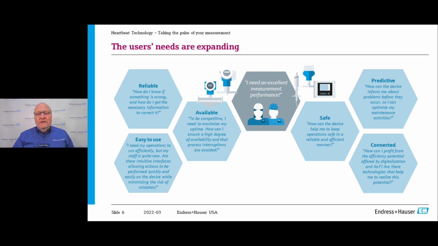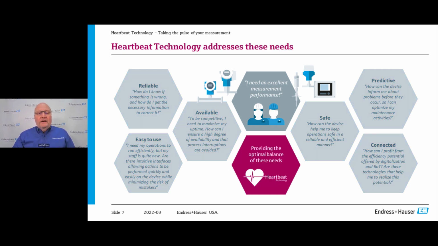Safe. Obviously, we have to always be conscious of risk mitigation. Is everything we're doing still going to allow us to have a safe environment, both for the process and the employees that are involved? And predictive. I've already touched upon this. How can that device help me predict what's going on and better manage my maintenance and downtime as I'm looking at it? And finally, connected. Can I make that information available to the people that need it when they need it? The answer to all of these questions comes back to a simple term for Endress+Hauser, which is Heartbeat.